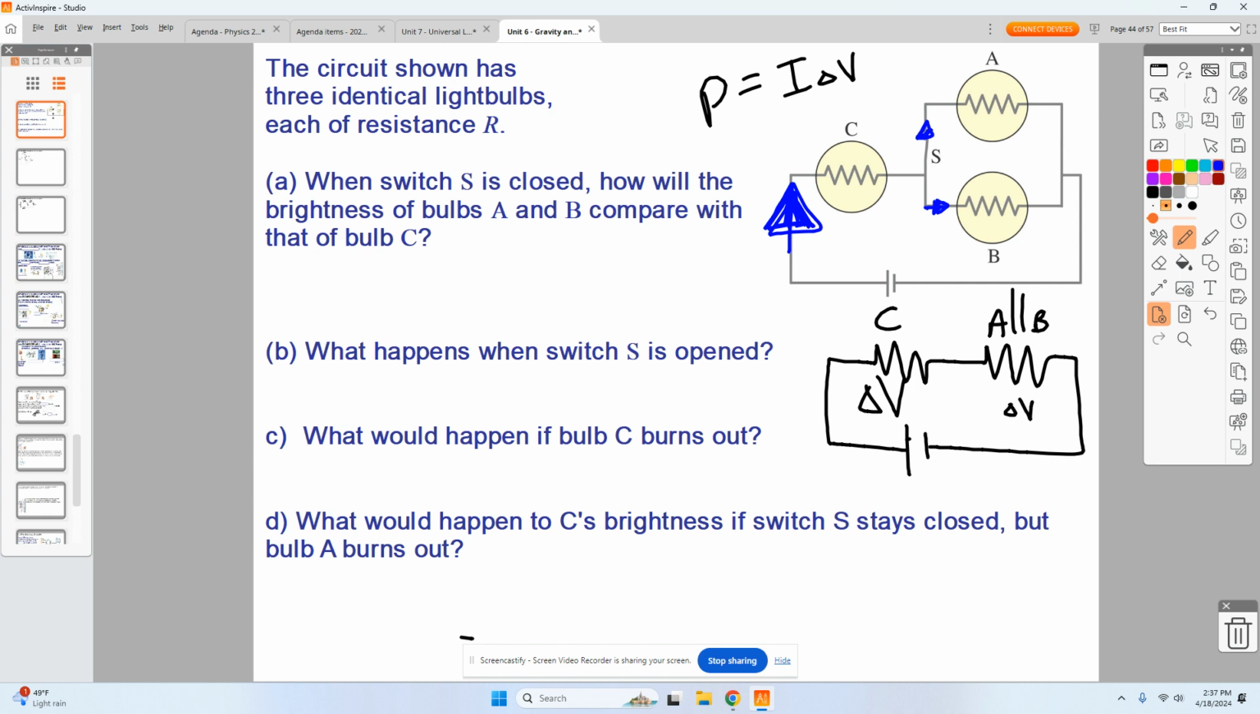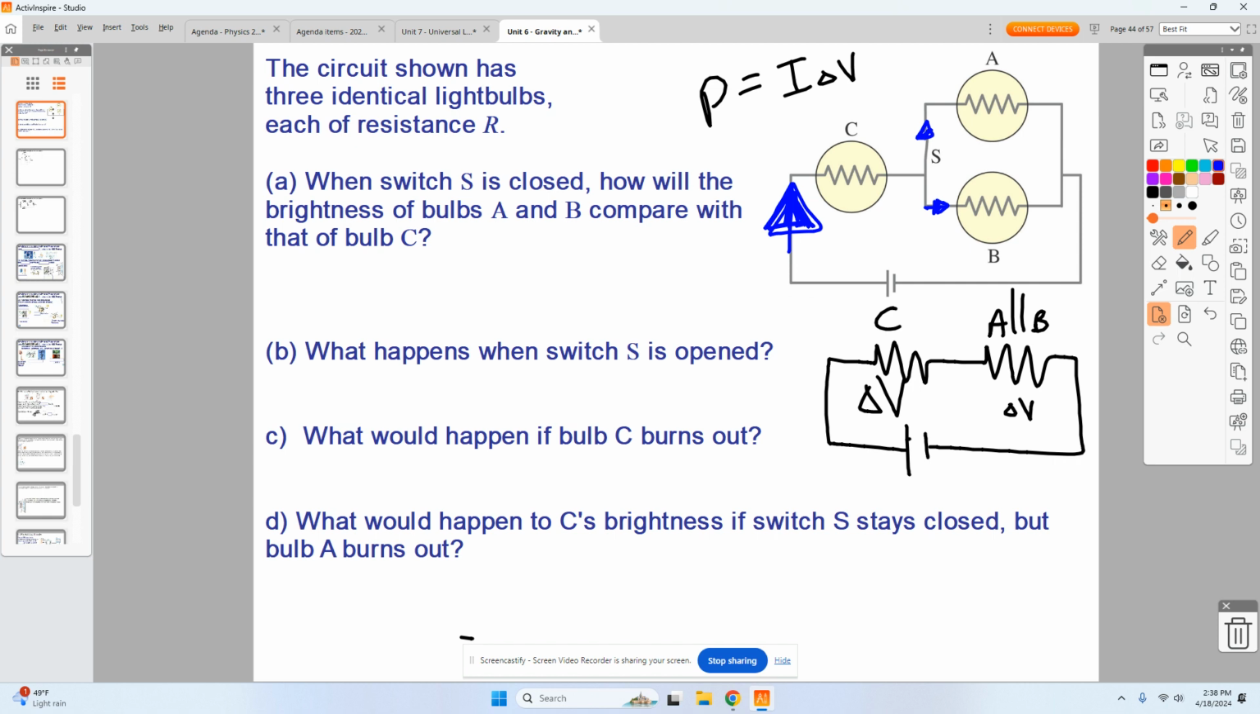It'll dim. And how do you know it's going to dim as well? Because the resistance of A and B goes down. Yeah, the resistance actually goes up. When I open up A, the resistance of A and B increases because I now only have B, right? So the overall current goes down, and C will actually be dimmer than it was before, but it'll be the same brightness as B.